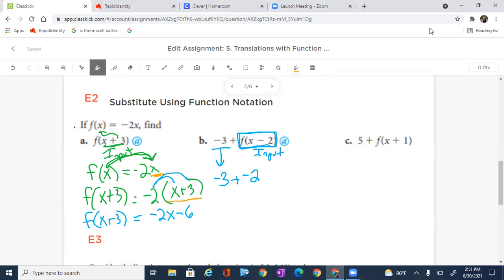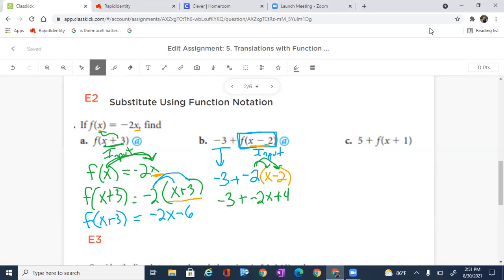Okay, but instead of putting x where the x is at, I'm going to write x minus 2. So that's what I'm going to write, parentheses, x minus 2 in parentheses. Okay, and then I'm just going to go ahead and clean it up. So I'm going to write negative 3 plus, and I'm going to take negative 2x. Negative 2 times negative 2 is positive 4.